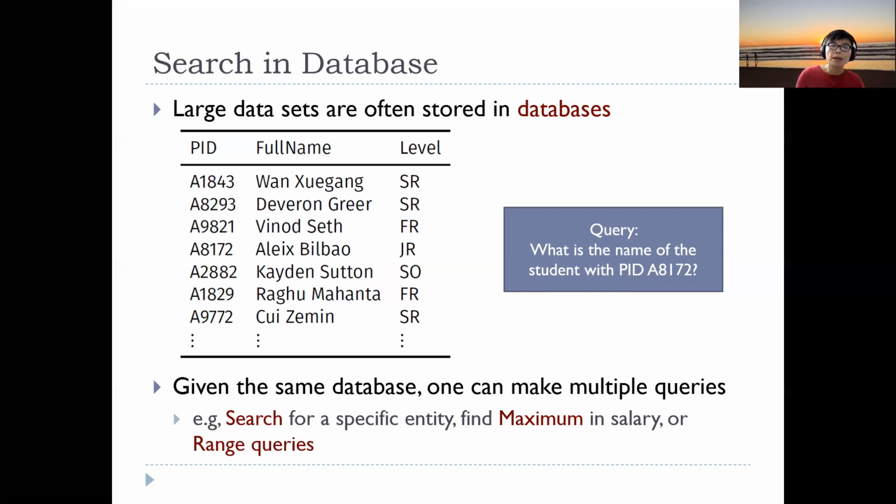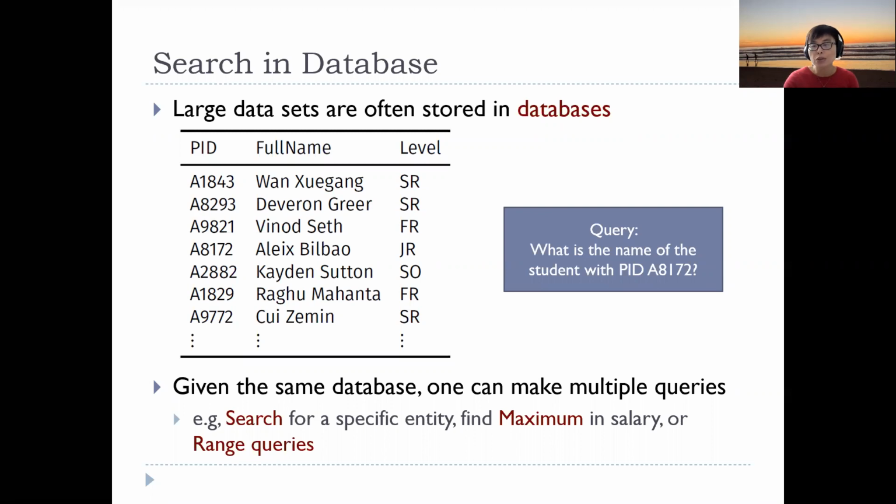Or someone may ask what is the maximum salary of any student employee, or someone says return all the students whose last name starts with a letter from B to H. The last example I'll give you is something called a range query. You can either search for a specific entity or you can perform a range search, where you want to return a whole bunch of records satisfying some condition. This is very common and ubiquitous in practice.